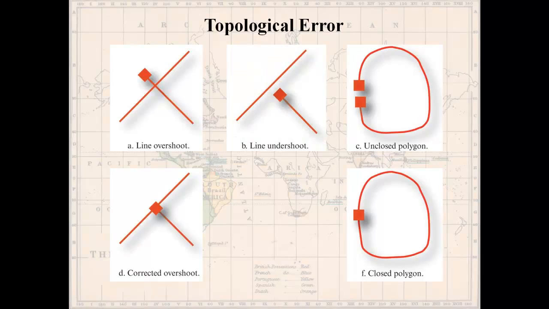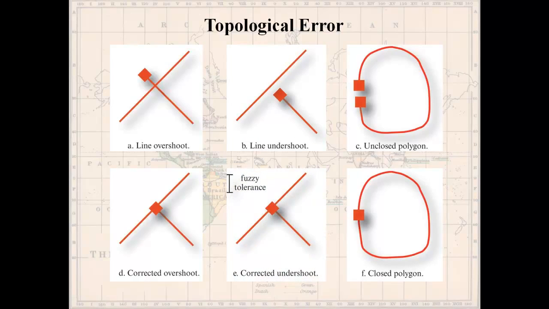Just like you have overshoot, you can have undershoot, and here you see this term called fuzzy tolerance. So the GIS, if you tell it to enforce topological rules, is going to be able to say all lines must connect. And if a line doesn't connect and it's within this fuzzy tolerance, you can tell the GIS to go ahead and connect it. Same thing with unclosed polygons. If it's within a certain tolerance, you can have the GIS go ahead and close that polygon. So when you're editing data, a good way to prevent creating errors in your data is to enforce topology.